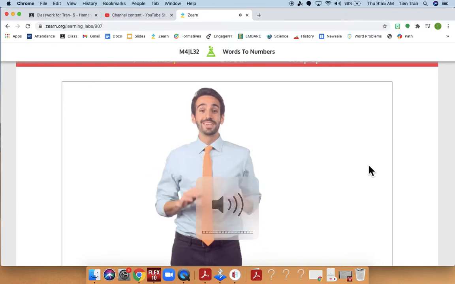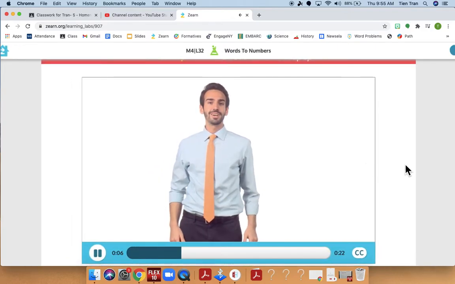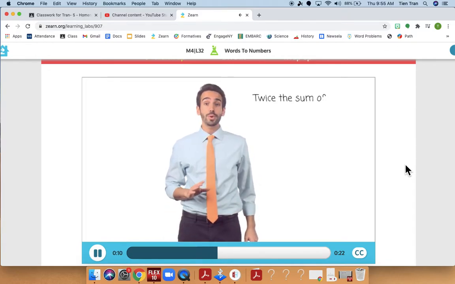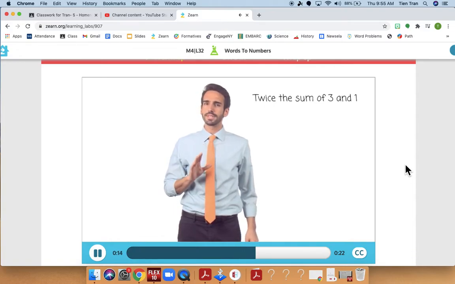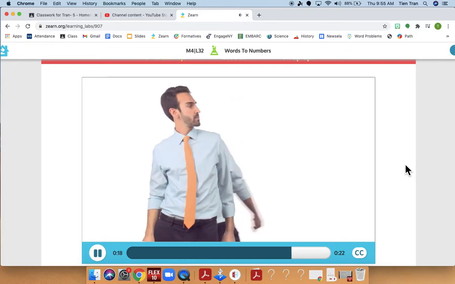Hi, Zearners. Today we'll build and evaluate lots of different math expressions. Let's warm up with this one. Twice the sum of 3 and 1. Take a look at the math words in this expression. How can we show twice a number?